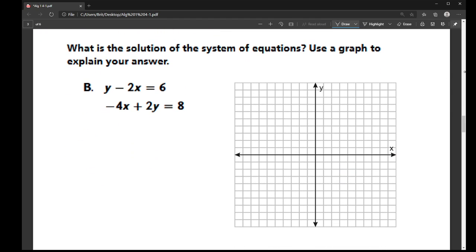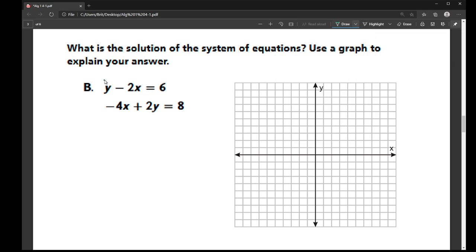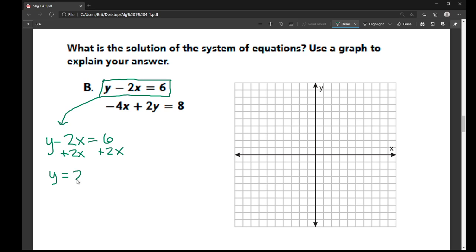Alright, so let's go ahead and let's try this one. So my green equation is almost in slope-intercept form. It just doesn't have the y by itself, it has the 2x on the wrong side. So I'm going to add 2x to each side of the equation. So I get y equals 2x plus 6. So my y-intercept is 6, and then a slope of 2 means I rise 2 and run 1. Gives you a line that looks roughly like this.